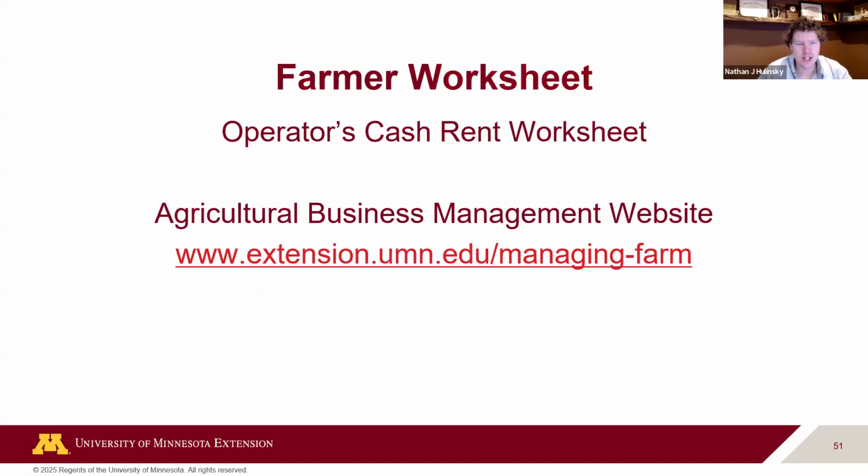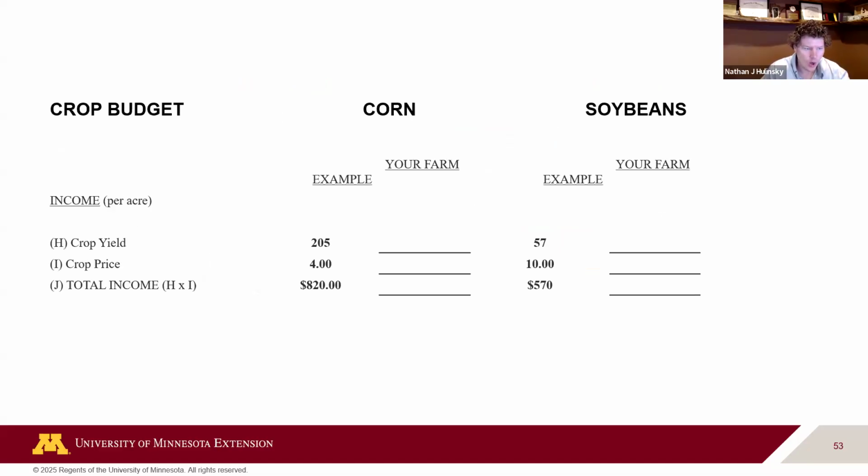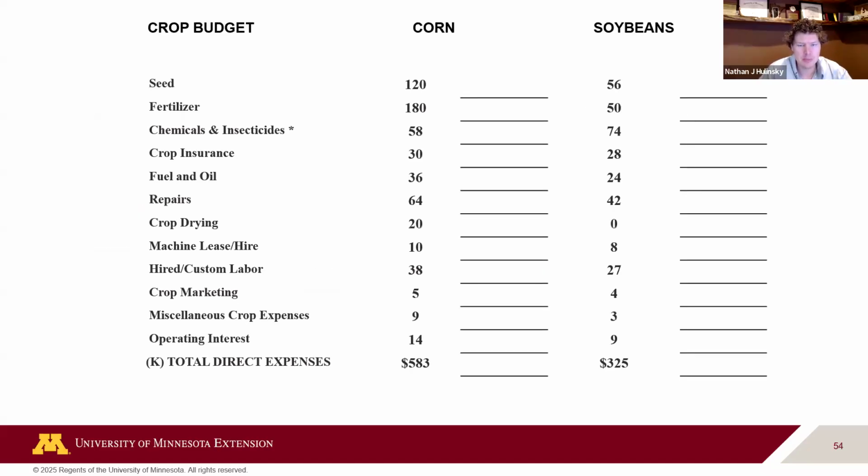The next two worksheets here are from the farmer's point of view, also available on the website. The first one here is how much a farmer can afford to spend on land rent. So the worksheet starts with how many acres, both corn and soybeans. Next, what is your expected yield and price? So we got 205 bushel corn at $4, 57 bushel soybeans at $10. What are your direct expenses per acre? So I think it's important for farmers to know where their expenses are. What's your seed cost per acre, your fertilizer? What's your repair bill on a per acre basis?